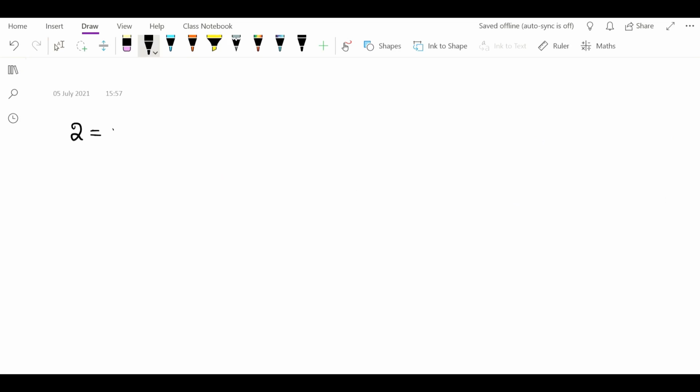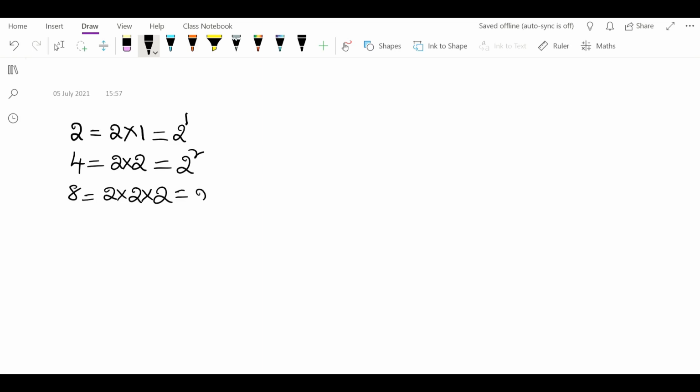2. 2 can be written as 2 into 1. This can be also written as 2 to the power of 1. 4. 4 can be written as 2 into 2. Here 2 is multiplied by 2 times. That means 2 square. 8. 8 can be written as 2 into 2 into 2. Here 2 is multiplied by 3 times. It can be also written as 2 cube.